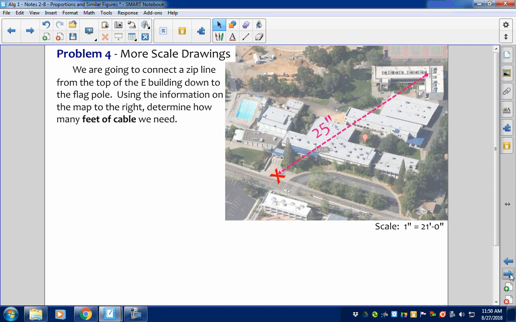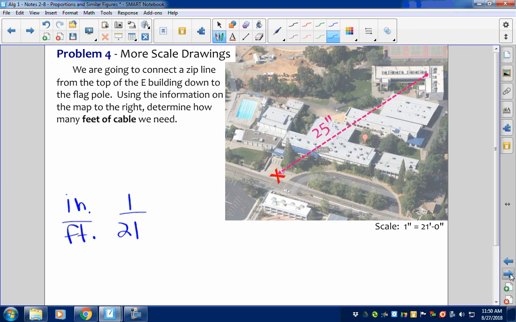So here's our scale. You've got to find it out here. Our scale is 1 inch to 21 feet. So we have inches over feet, and the scale is 1 is to 21 as this is 25 inches on the scale model. That's what we measured, 25 inches, over x. And so we go ahead and solve. How long would that zip line be? Cross multiply, you get x equals 525 feet.